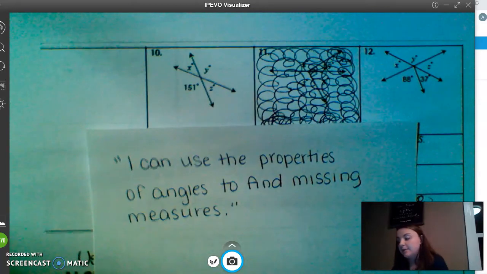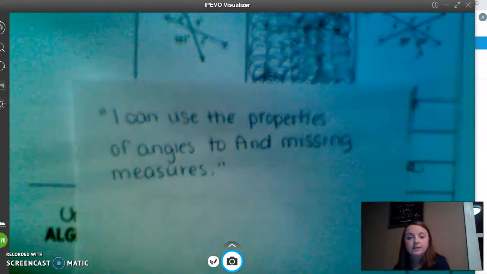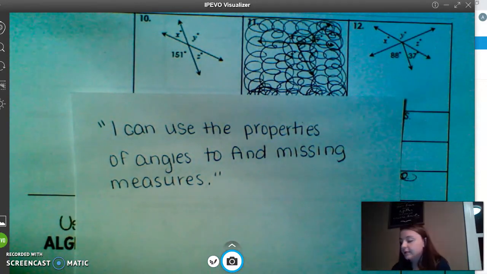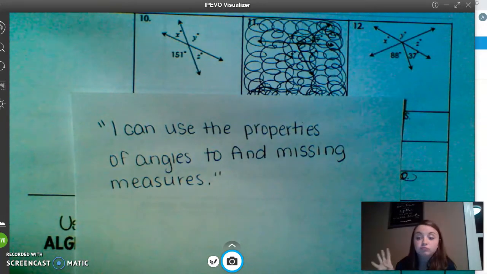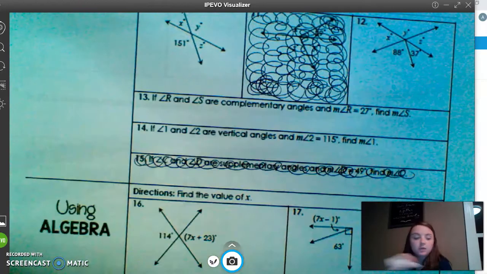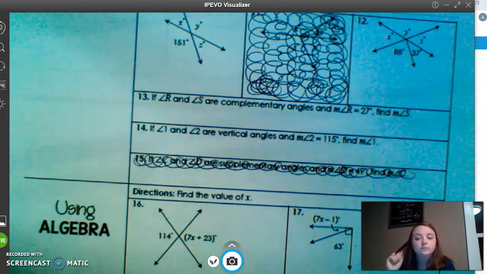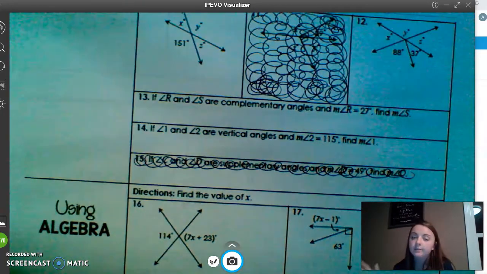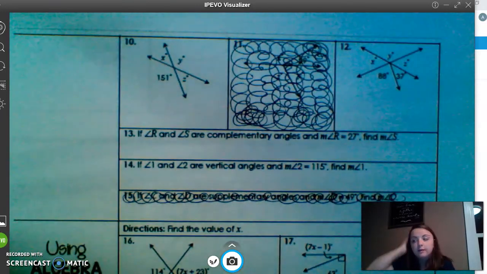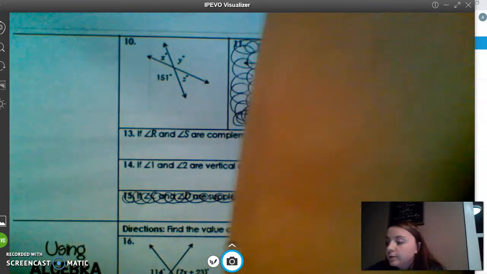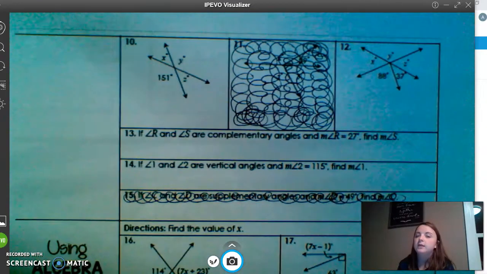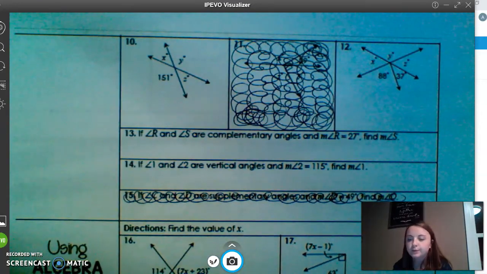What our I can statement is for today is I can use the properties of angles to find missing measures. I just realized that looks like an A, but it's an F and an I. But it says find missing measures. So we're going to use the four angle classifications that we have been talking about and we covered again yesterday to find missing measures. And you're going to have to be able to work between the different types and the different classifications to realize what's going to help you the most.